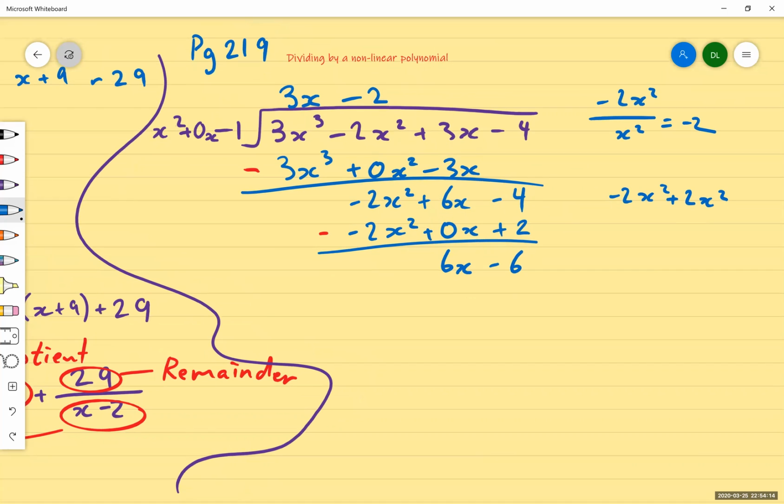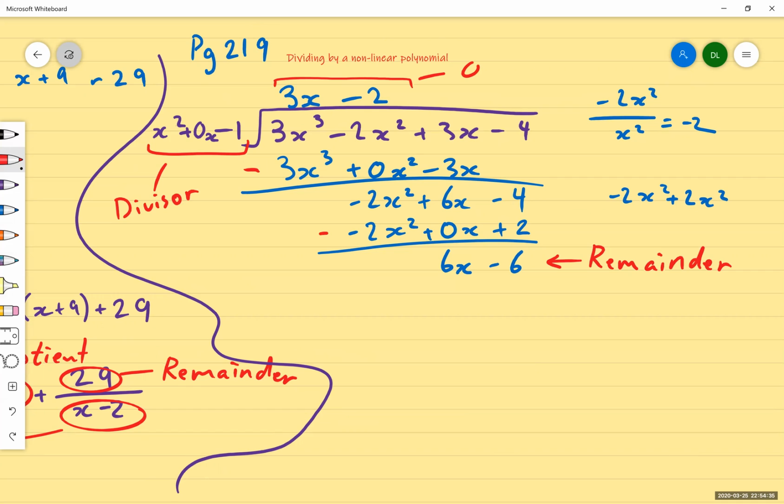So the question is, does x squared go into 6x anymore? Well, no. So that is my remainder. This is my remainder. This is my divisor. And this is my quotient. And this is my dividend.